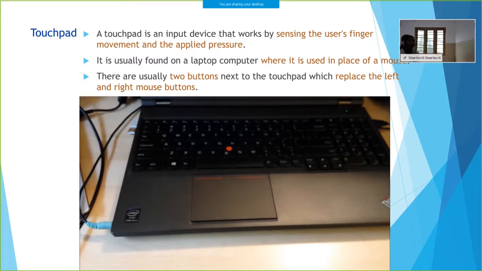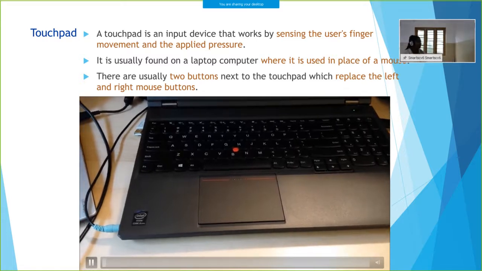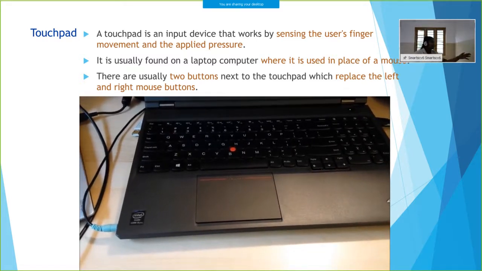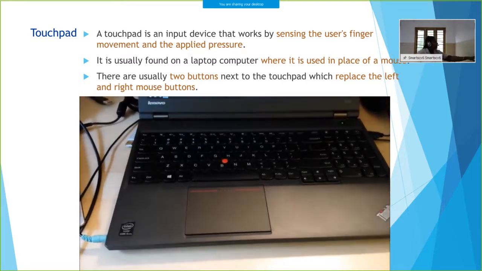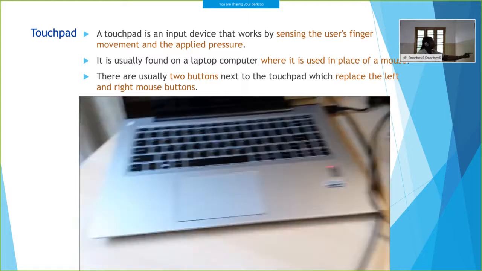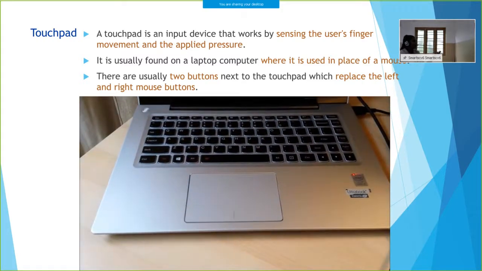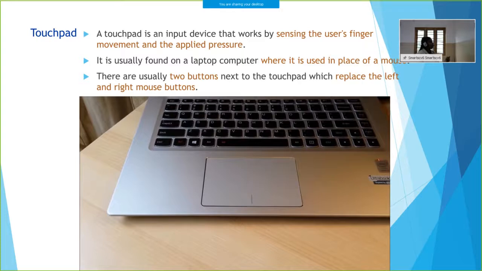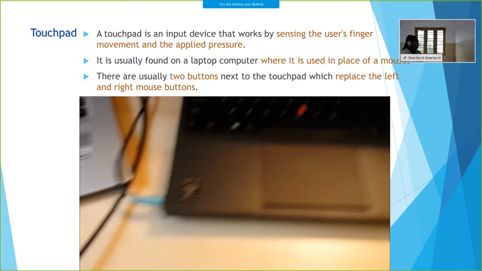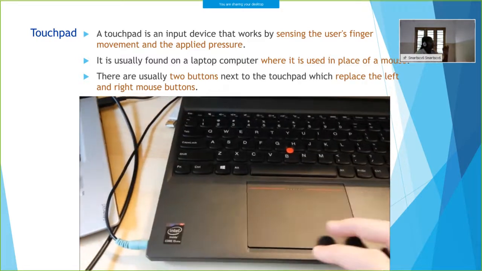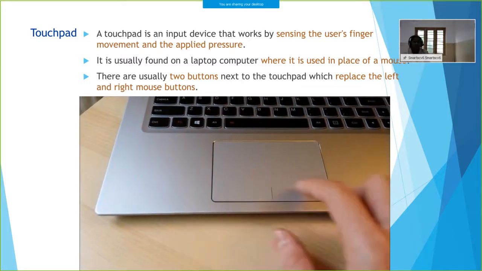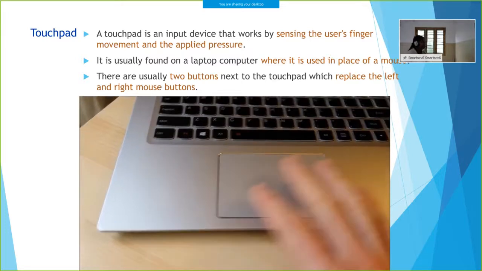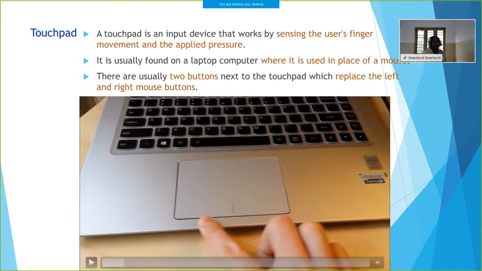All of them have laptops. Okay, you know what is a touchpad. Just look at this video. This is your touchpad inside your laptop. At the bottom position there is one touchpad. When you touch this touchpad, the computer will accept the input from that touchpad. Instead of a mouse we are using that touchpad. There are usually two buttons next to the touchpad which replace the left and right mouse buttons. Is it clear?